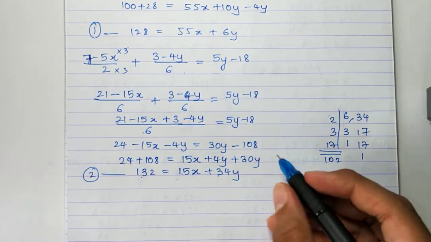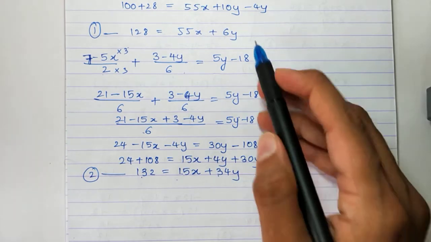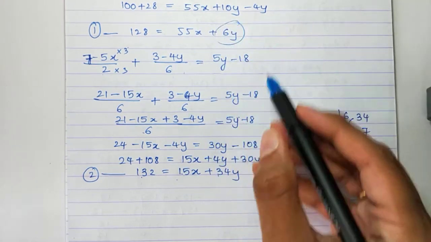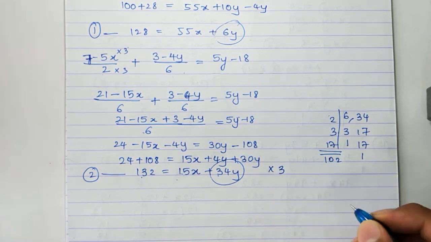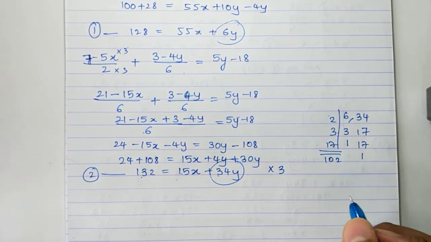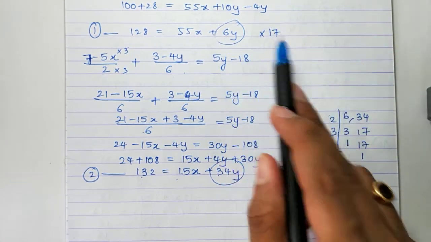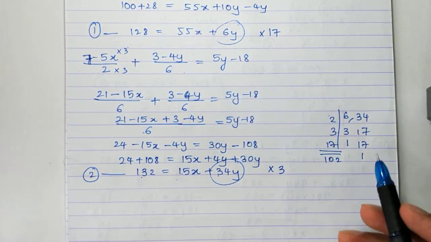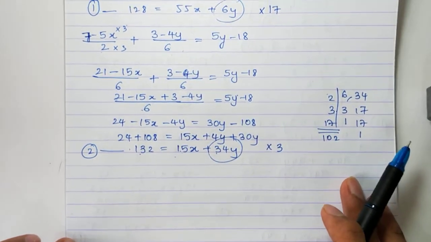It's up to you. So I'm taking 102 as the LCM, 34y and 6y, I have equated these two. Okay, so 34 has to be multiplied by 3, 34 3s are 102, and 6 by 17, 17 6s are 102. Okay, so this entire equation will get multiplied with 17 and this entire equation with 3.